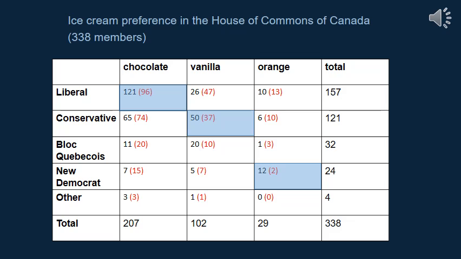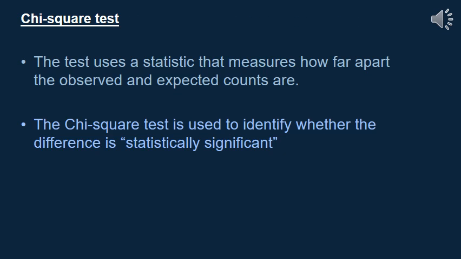So the observed counts here in these three cells are very different from the expected counts. They're much higher. So there would be a correlation between how you vote, your political affiliation, and your ice cream preference. I have the feeling that there is a correlation between these two categorical variables, your political affiliation and your ice cream flavor.